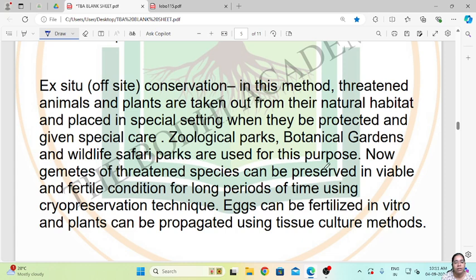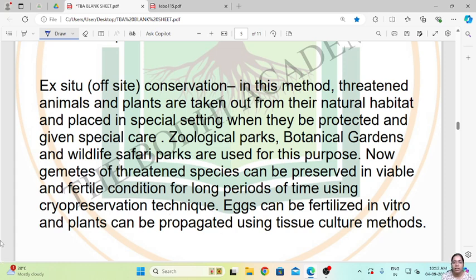Now, gametes of threatened species can be preserved in viable and fertile conditions for a long period of time using cryopreservation technique. So, what is cryopreservation technique? It is a technique wherein we take the material which we want to conserve and we freeze it in liquid nitrogen at minus 196 degrees Celsius. So eggs can be fertilized in vitro and plants can be propagated using tissue culture method.